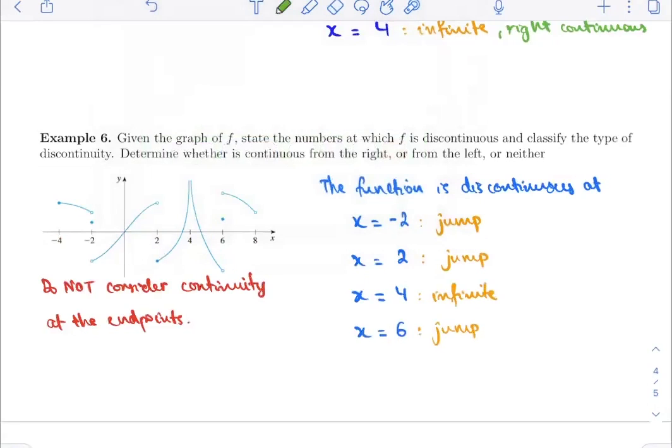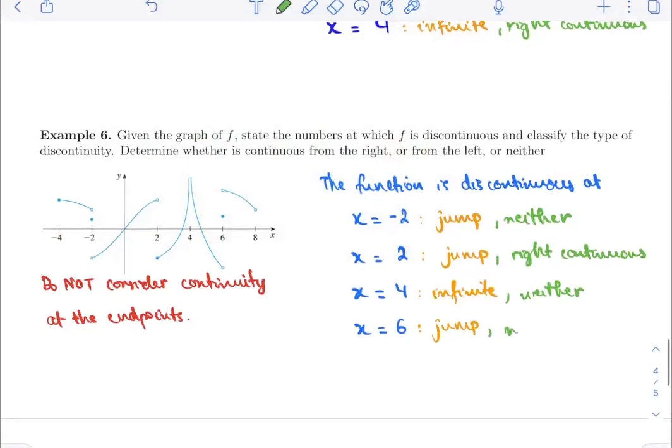Next, we need to clarify if the function is continuous from the right, continuous from the left, or neither. At x equal to -2, it is neither continuous from the right nor from the left. At x equal to 2, it is continuous from the right. So this is right continuous. At x equal to 4 is neither. And at x equal to 6 is neither.